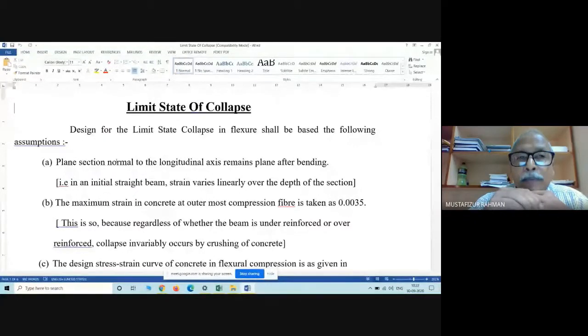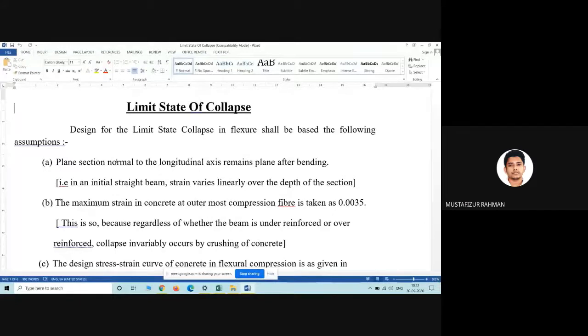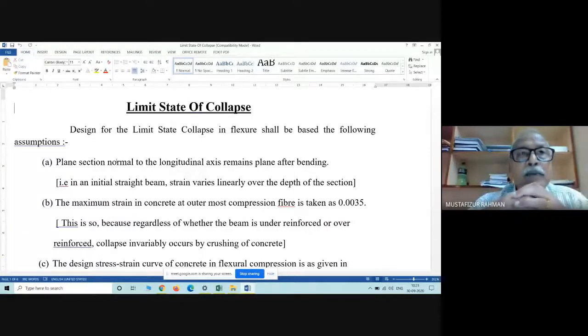Normally, load acts parallel to the y-axis. In the normal case, our y-axis is vertical. Okay, so in the normal case, loads are acting parallel to the y-axis.